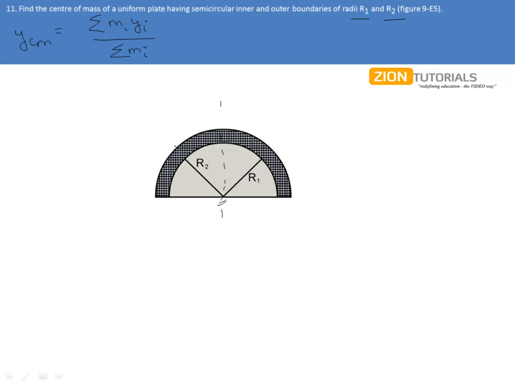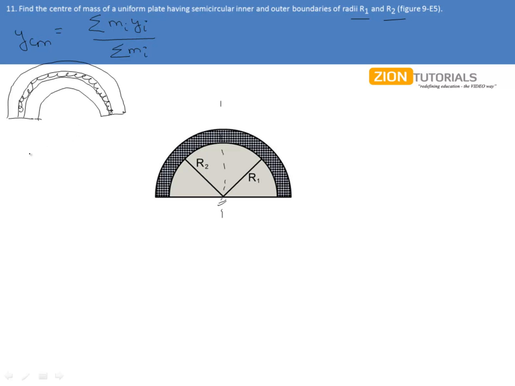So for this, let us take an arbitrary element over here. I think I should redraw it because it will be like this. In such a plate like this, I will be having an element like this. Now this is the element. Okay?